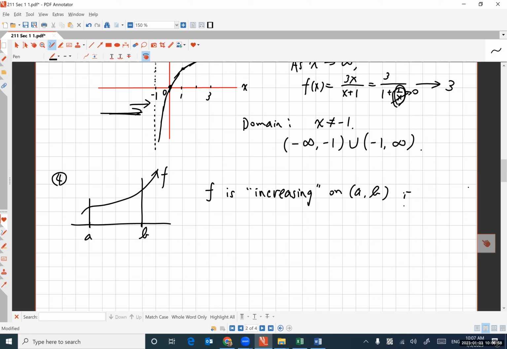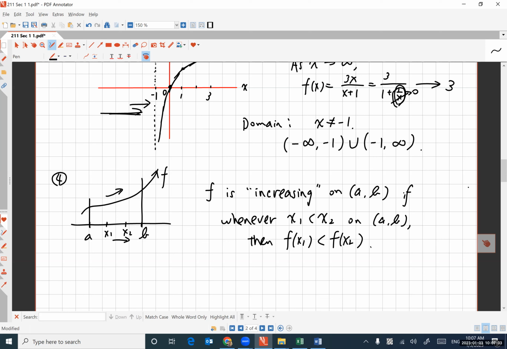When? If anytime you go from a point to another point to the right, then f is getting bigger. That's the point. So whenever x1 is less than x2 on this interval, make sure that x1 is less than x2, then f of x1 is less than f of x2. That is the precise definition of a function being increasing on the interval a and b.